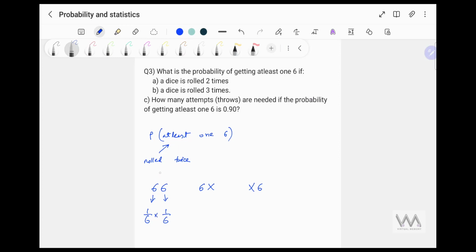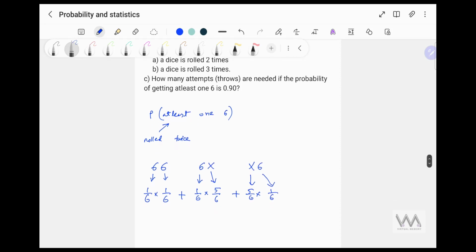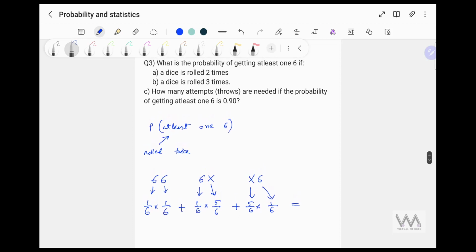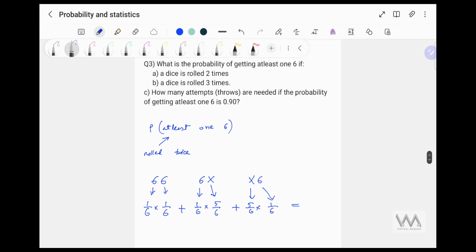So that would be the first possibility. The second possibility would be or. The first draw would be a 6, which is 1/6. And the second draw is not 6. So not 6 would be anything other than 6. So there's 5 other numbers, so we would have 5/6. Or not 6 would be 5/6 and 1/6 for 6. This would give us the probability of getting at least one 6 if a dice is rolled 2 times.